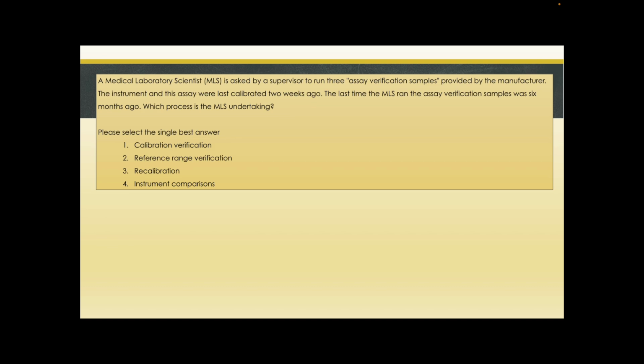1. Calibration verification. 2. Reference range verification. 3. Recalibration. 4. Instrument comparisons. The answer.